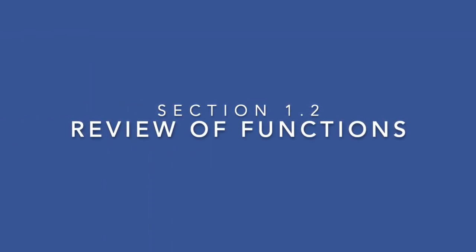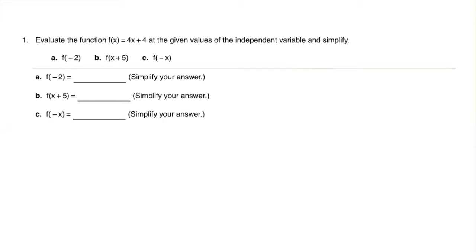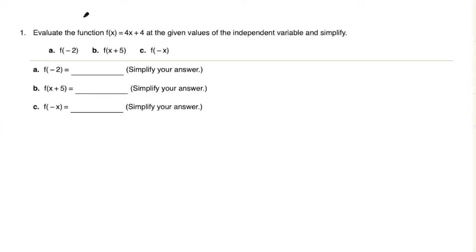Now I'm going to take you through some exercises similar to the homework problems you'll be doing in my math lab. Alright, here's the first question we're going to begin with. We're asked to evaluate the function f of x equals 4x plus 4 at the given values of the independent variable and simplify. The independent variable that they're talking about is the input for the function. It's the x. In A, that's the -2. In B, the input is x plus 5, and in C, the input is -x.